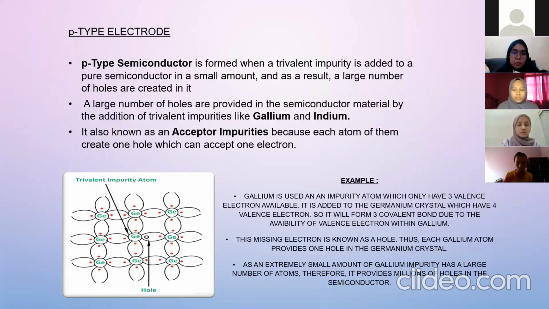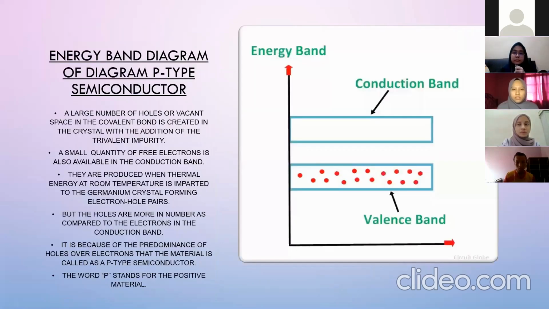Each gallium atom provides one hole in the germanium crystal. As a small amount of gallium has a number of atoms, it will provide a lot of holes in the semiconductor. This is the energy band diagram of the P-type semiconductor. As you can see in this diagram, there are many holes present in the valence band.